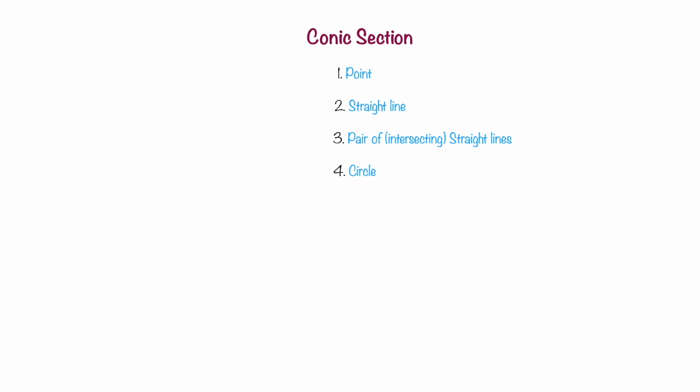Now I am going to give three more two-dimensional curves as examples of conic sections that we are going to study in upcoming material. They are parabola, ellipse, hyperbola. You might have heard these names, but you have not studied them in detail.